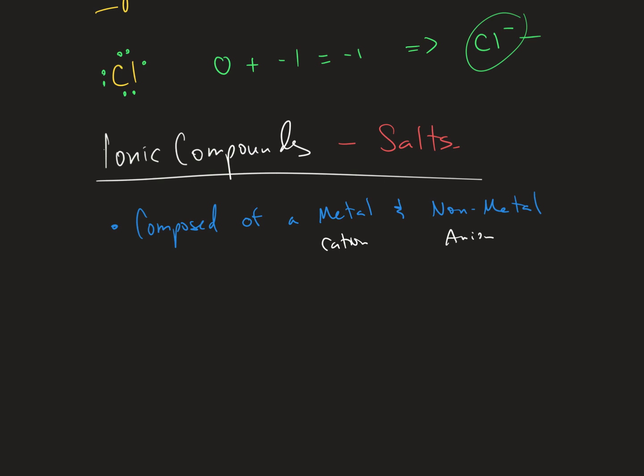So we're going to talk about some cations that are not metals, but all metals will become cations in a chemical reaction. Okay? So in general, for the most part, it's a metal and a nonmetal. Are we good?